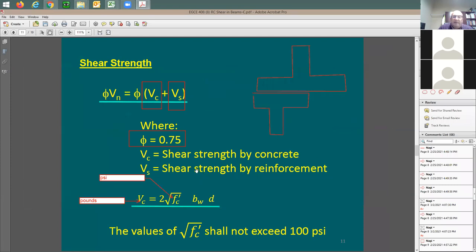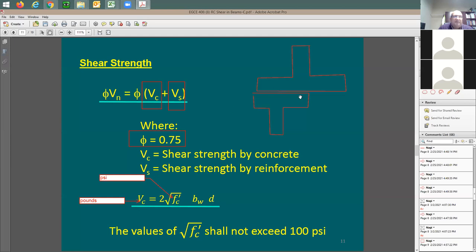Concrete strength is going to be given by this equation. So here's the concrete strength, V sub C, is going to be equal to 2, it's just a factor. We call it the shear factor. Remember this, please. This is called your shear factor. Multiplied by square root of f prime c, which is the concrete strength in psi, multiplied by the width of the web, multiplied by the depth.